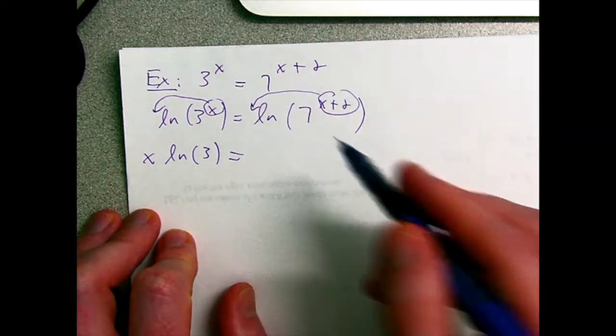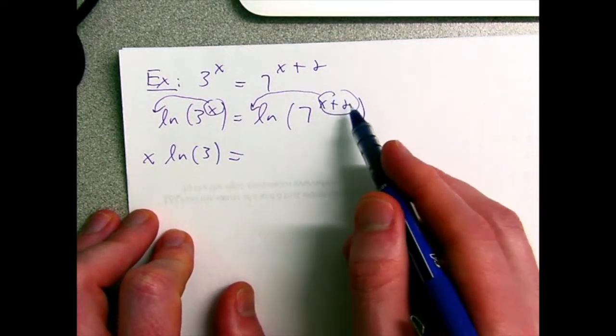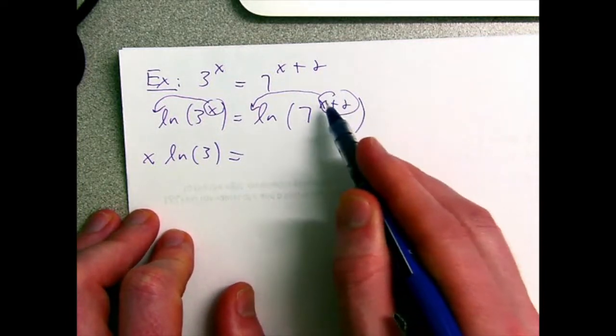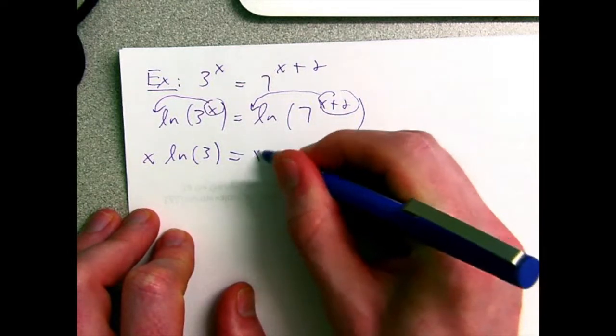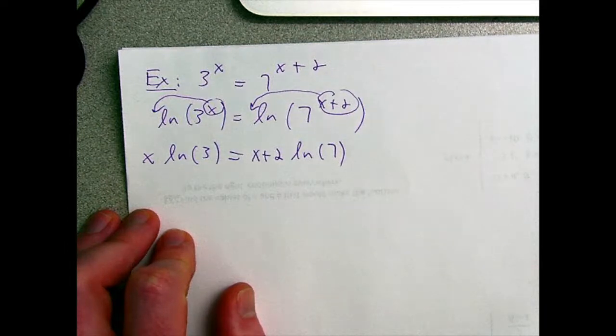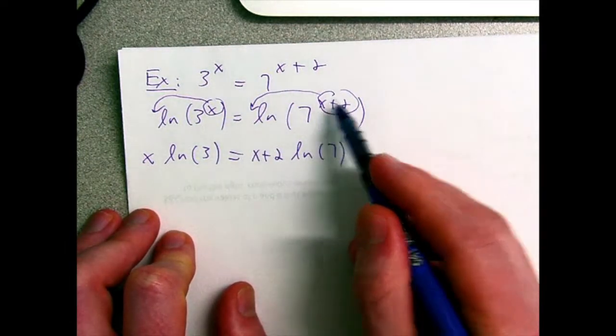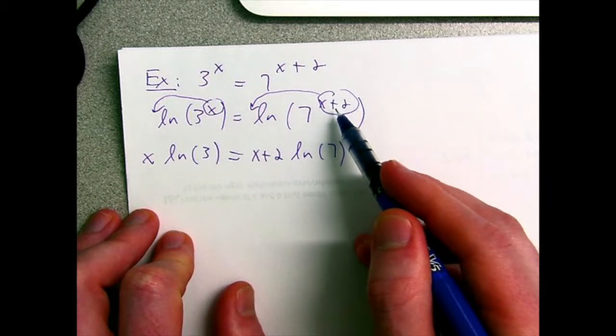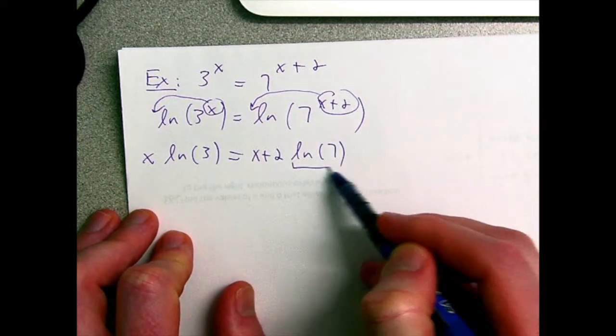A lot of students, when they first try this, what they do is they say, okay, x plus 2, I'm going to pull that out and put it on the side, and then I've got the natural log of 7 left over. As it is written, that is incorrect. And the reason why is that the entire exponent, x plus 2, is supposed to be multiplying natural log of 7.